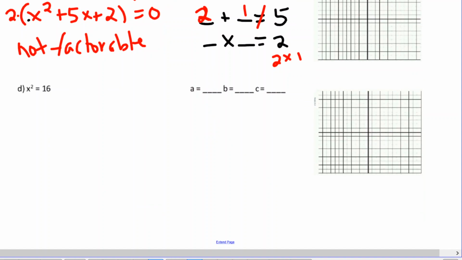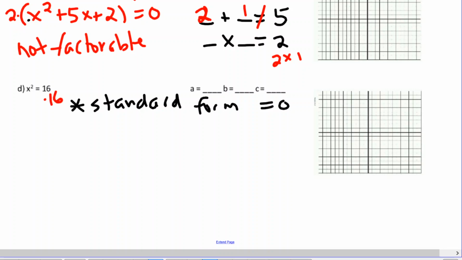All right, looking at this last one, x squared equals 16. We always want to start in standard form, right? Or at least equal to 0. So in this case, x squared equals 16. I don't want to deal with that. I want this to equal 0 because I know I'm looking for those roots, those x-intercepts. So if I bring the 16 to the left side, x squared minus 16 equals 0.